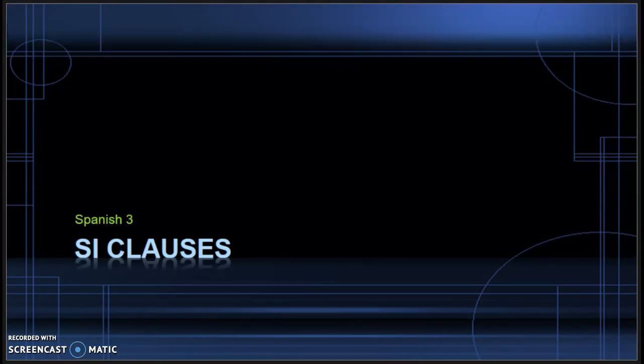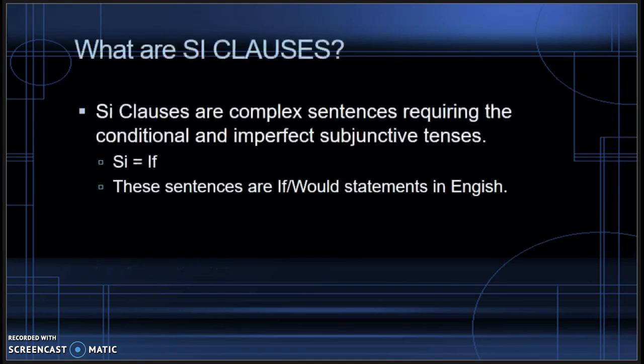Welcome to Lesson 3.7a on the conditional tense in si clauses. Si clauses are complex sentences that require two tenses, the conditional and the imperfect subjunctive. In English, the word si without an accent means if. So really, si clauses are if-would statements in English. The if part would be the imperfect subjunctive. The would is using the conditional to conjugate.